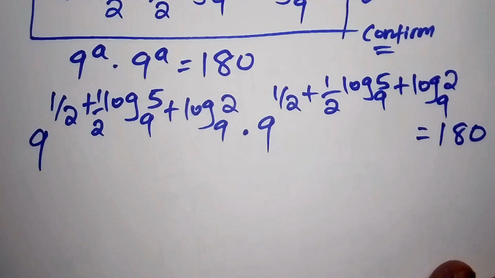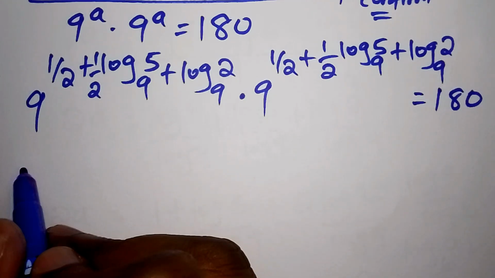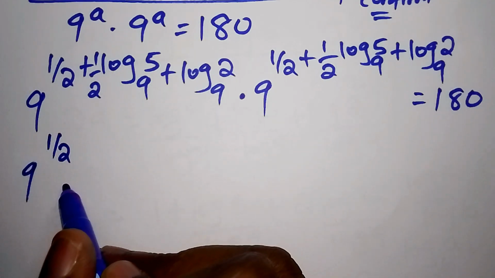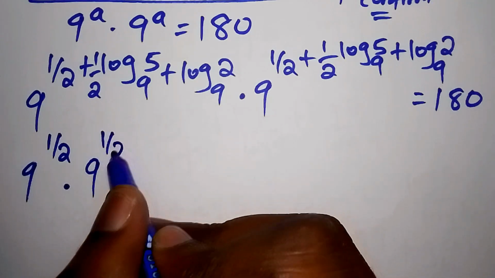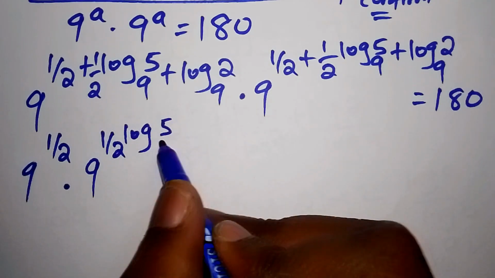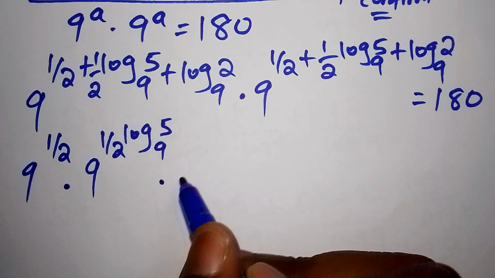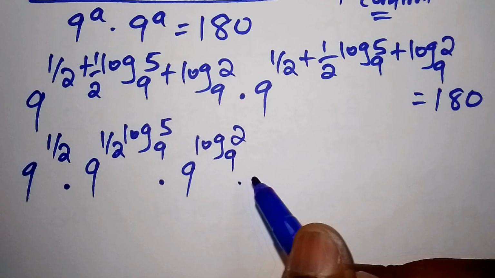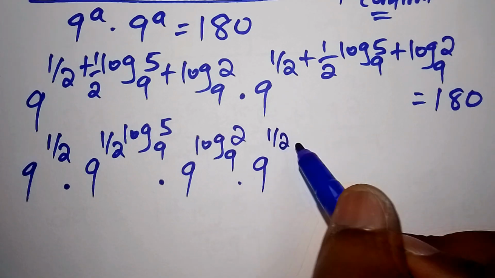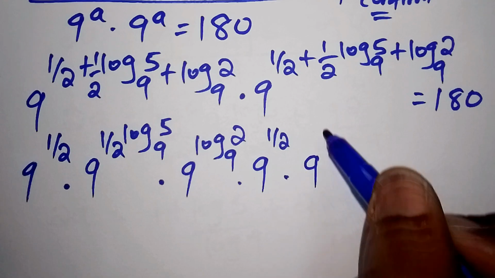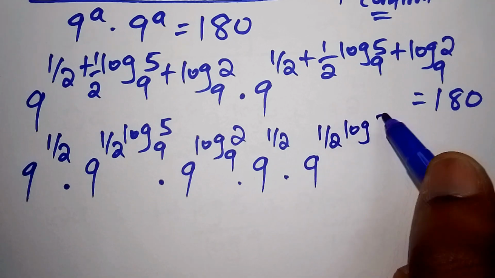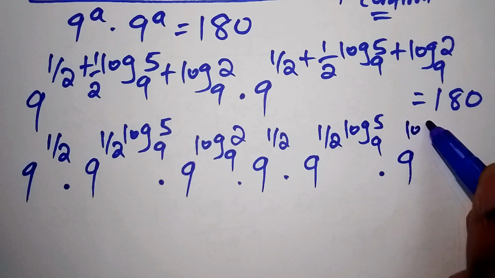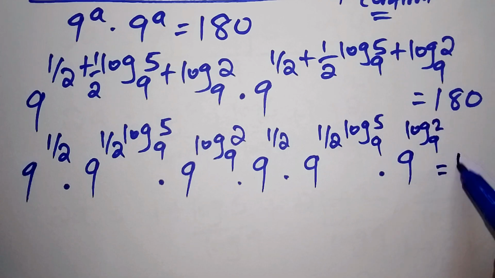All of these shall be equal to 180. Next we shall write it properly by having 9 to the power of a half, then the plus changes to multiplication, 9 to the power of a half the log of 5 to the base of 9, then the plus changes to multiplication again, 9 to the log of 2 to the base of 9, then multiply by 9 to the power of a half, then multiply again by 9 to the power of a half the log of 5 to the base of 9, then multiply again by 9 to the power of the log of 2 to the base of 9, is equal to 180.